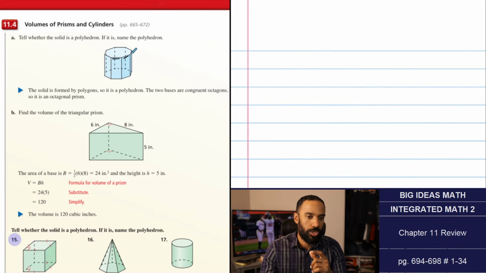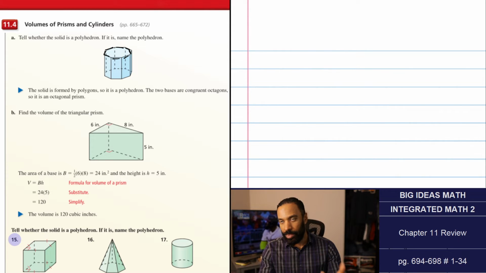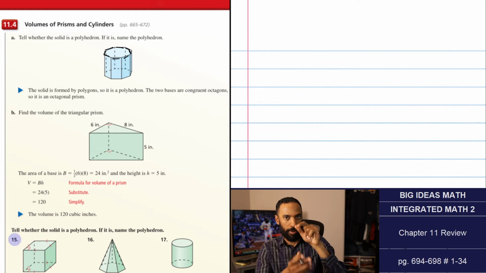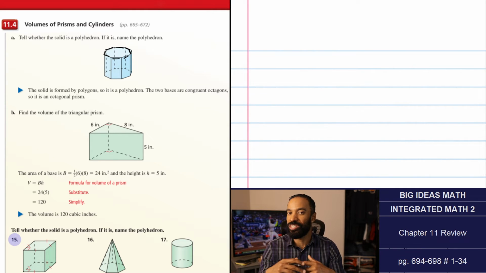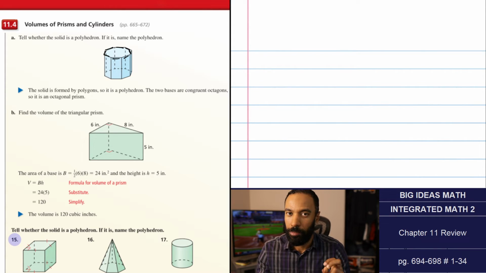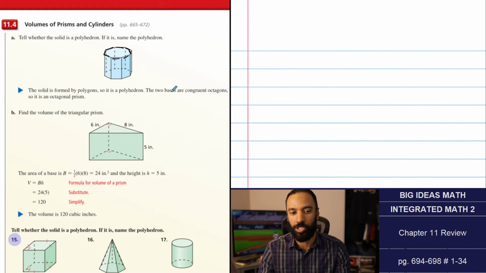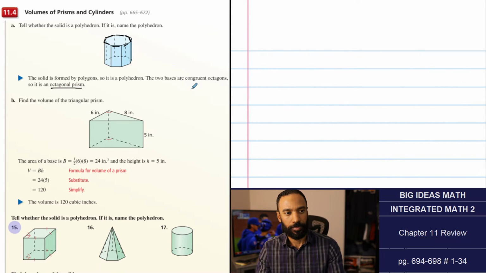Now, how many sides? It is 1, 2, 3, 4, 5, 6, 7, 8. This prism, having congruent parallel bases on top and bottom, forming rectangular lateral faces, is named based off of its bases. Its bases are octagons. This should be an octagonal prism. Let's see what they say. The solid is formed by polygons, so it's a polyhedron. The two bases are congruent octagons, so it is an octagonal prism.